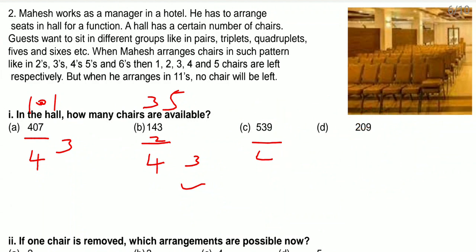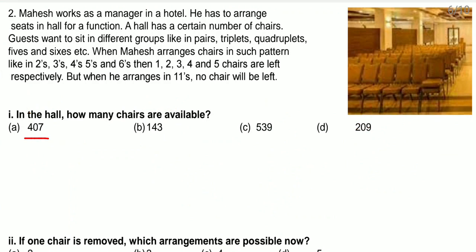We have to check with 5 now. If I divide the numbers by 5, what happens? Let me check now. 5 eights are 40, 5 ones are 5, and 2 is the remainder. And when we arrange chairs in groups of 5, what did they say? The remainder should be 4. But in this case, 2 is the remainder. So this number is getting cancelled. This number already got cancelled. Now 2 numbers are left.